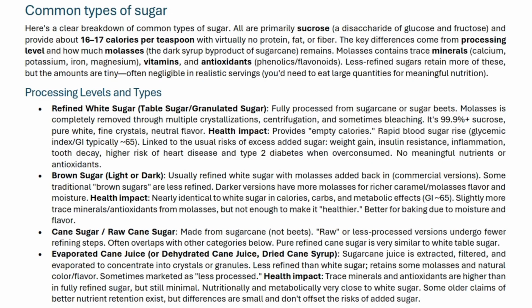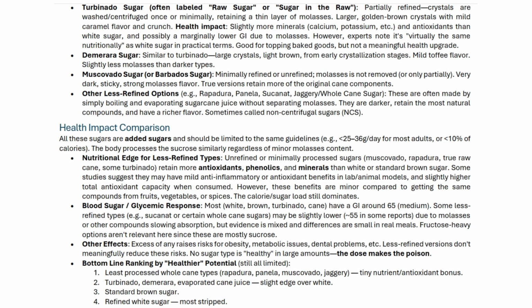Evaporated cane juice, also known as dehydrated cane juice or dried cane syrup, is produced by extracting and filtering sugar cane juice before evaporating it to form crystals. This type is less refined than white sugar and retains some molasses, giving it a natural color and flavor. Although it is marketed as less processed, its health impact remains close to that of white sugar, with only minimal differences in trace minerals and antioxidants. Claims of better nutrient retention are largely overstated, as the risks associated with added sugar consumption persist across all types.